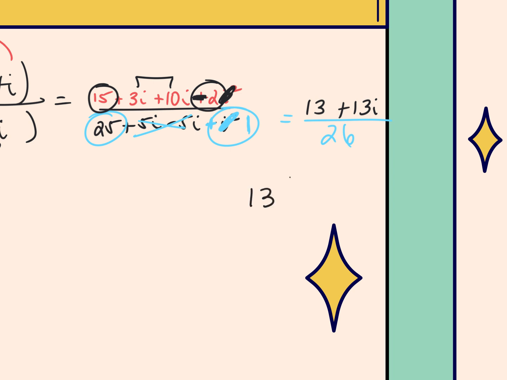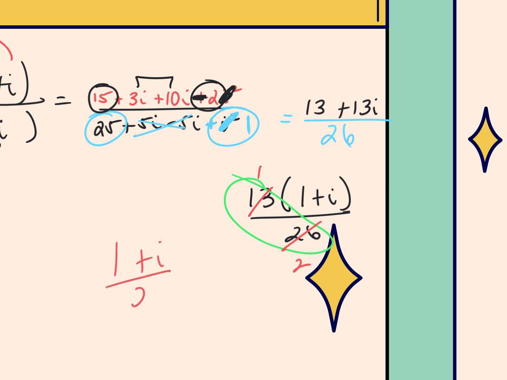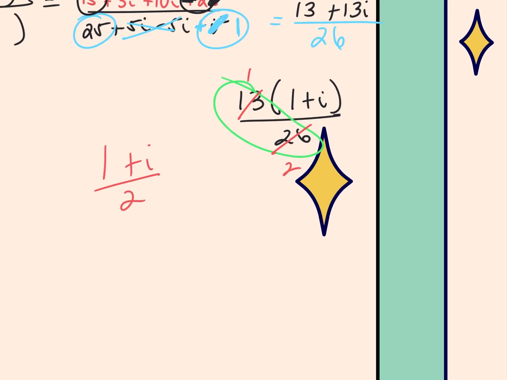Is there anything in the numerator that's a GCF that they both have in common? 13. If I factor out a 13, I'm left with 1 plus i, correct? Over 26. And then can you simplify out here 13 and 26? Yeah, 13 goes into 13 one time. 13 goes into 26 two times. So it's 1 plus i over 2. If you wanted to write 1/2 plus i/2, perfectly fine.